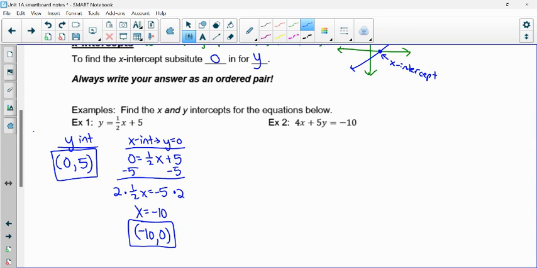Notice how we wrote those as ordered pairs. And if you double checked and you actually plotted those points, this point is 0, 5, so 0, 5 would be up here. That's on the y-axis. -10, 0 is over here. That's on the x-axis.